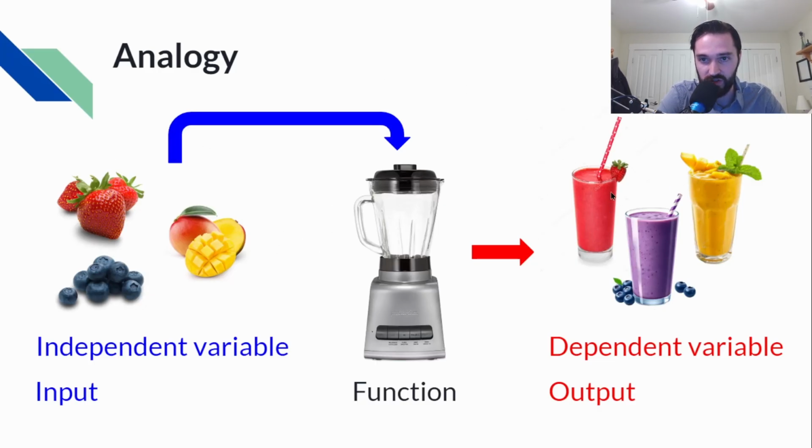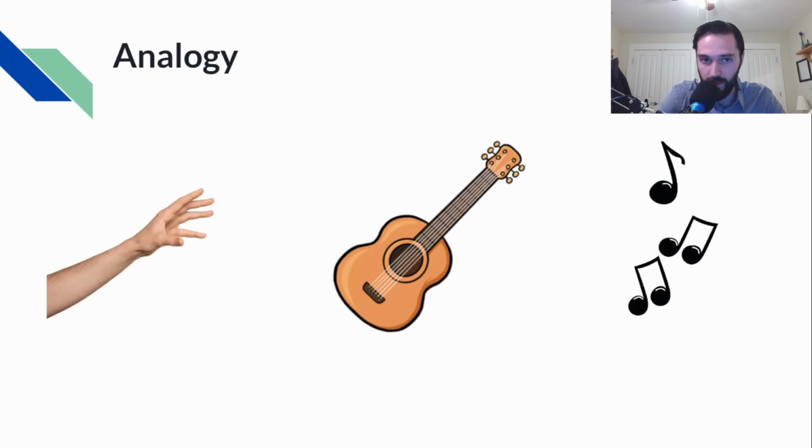We put in strawberries, we get a strawberry smoothie. We put in mangoes, we get a mango smoothie. And we put in blueberries, we get a blueberry smoothie. So this is a fun analogy I like to use to talk about functions. Here's another one.